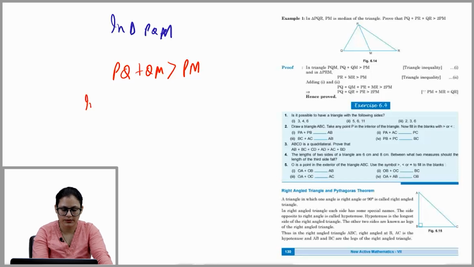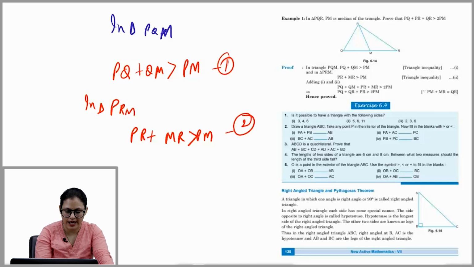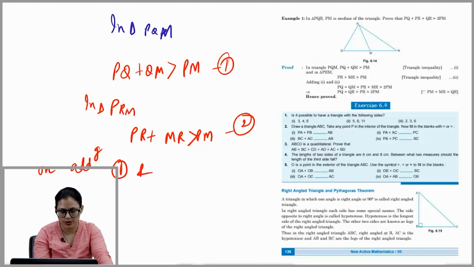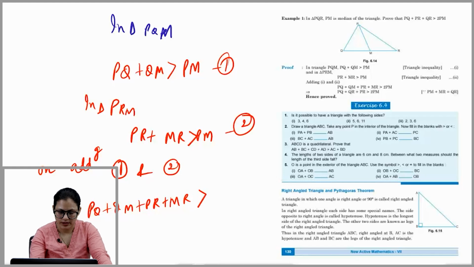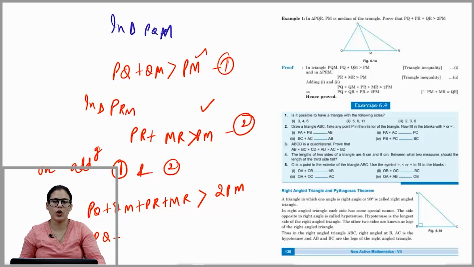And then in triangle PRM, PR plus MR is greater than PM. So this is equation 1 and this is equation 2. Now we will add both equations. On adding 1 and 2, we get PQ plus QM plus PR plus MR is greater than PM plus PM, 2PM.